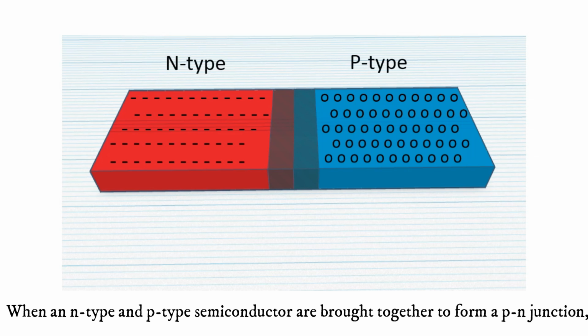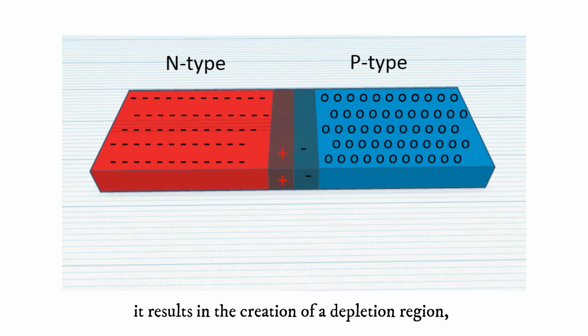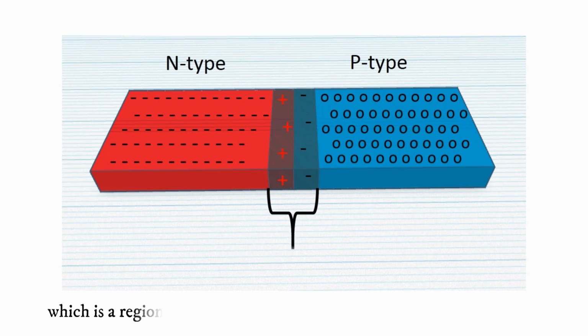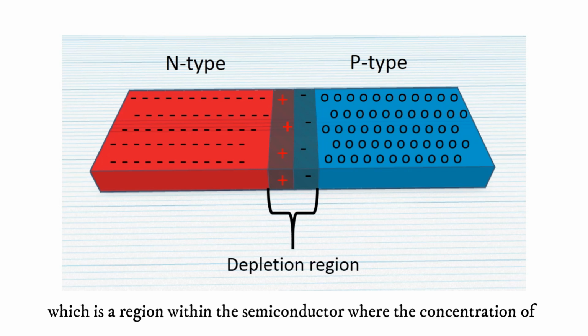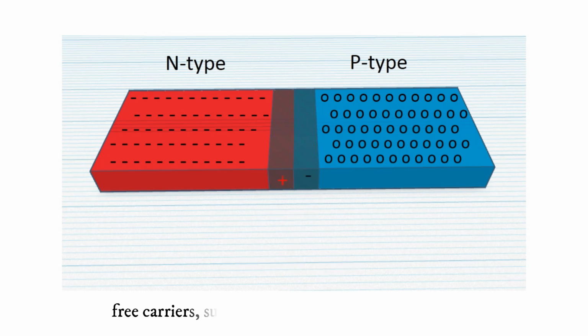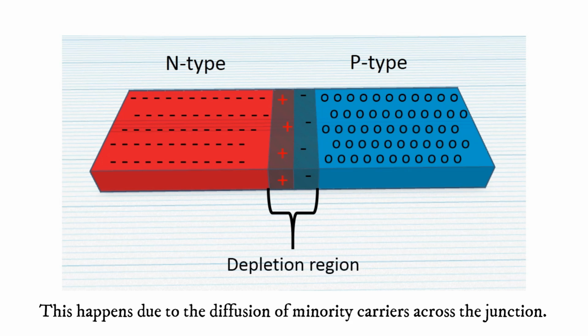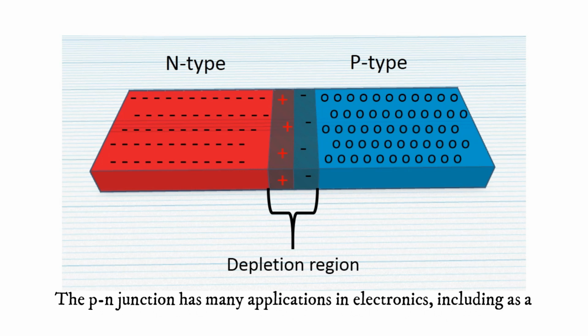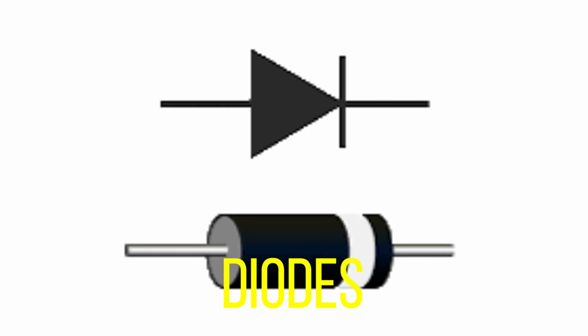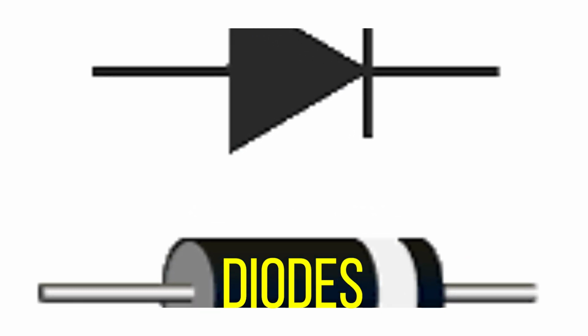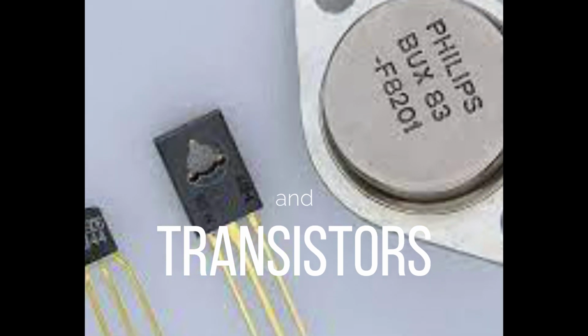When an n-type and p-type are brought together to form a p-n junction, it results in the creation of a depletion region, which is the region in a semiconductor where the concentration of free carriers, such as electrons and holes, is reduced. This happens due to the diffusion of carriers across the junction. The p-n junction has many applications in electronics, including diodes and transistors.